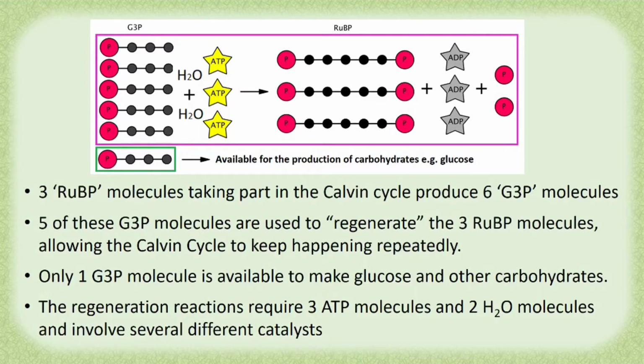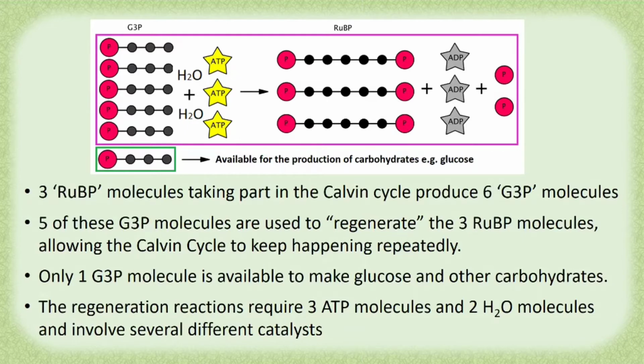And so the diagram showing here is that for every 6 G3Ps made, 5 of them go to regenerate the 3 RuBPs that were needed to produce those 6 G3Ps, and only 1 of them is available for the plant to turn into the glucose and other useful substances required.